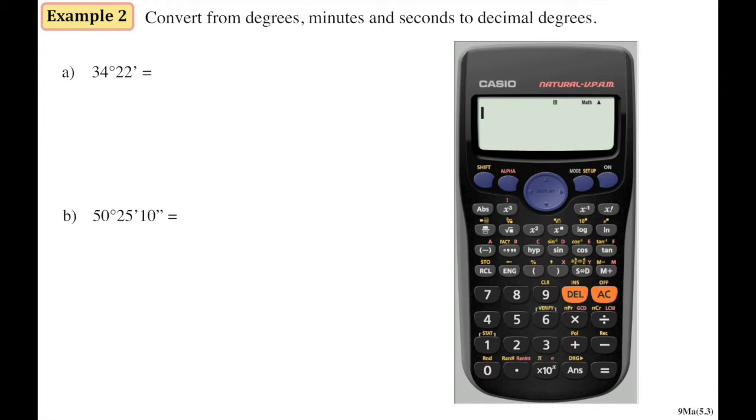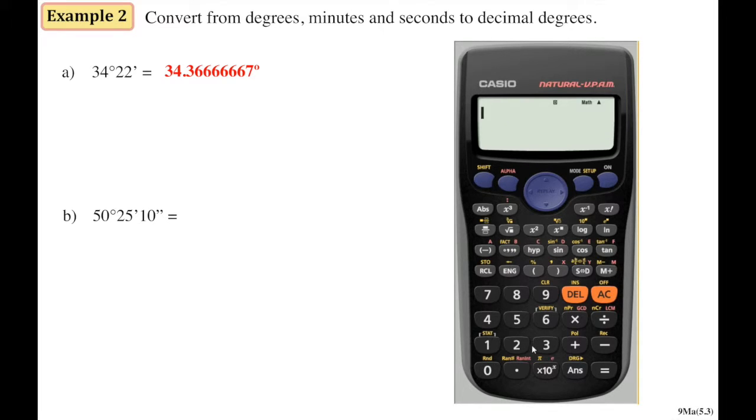So let's try our second example. Same deal, except now we're going to be converting from degrees, minutes, seconds into decimal degrees. So the first thing we're going to do is figure out how to enter this into the calculator. So we go 34, push the degrees button, 22, push the degrees button, then equals, and you just toggle using your degrees, minutes, seconds button, and you'll see the answer, and I've written it on the screen there.